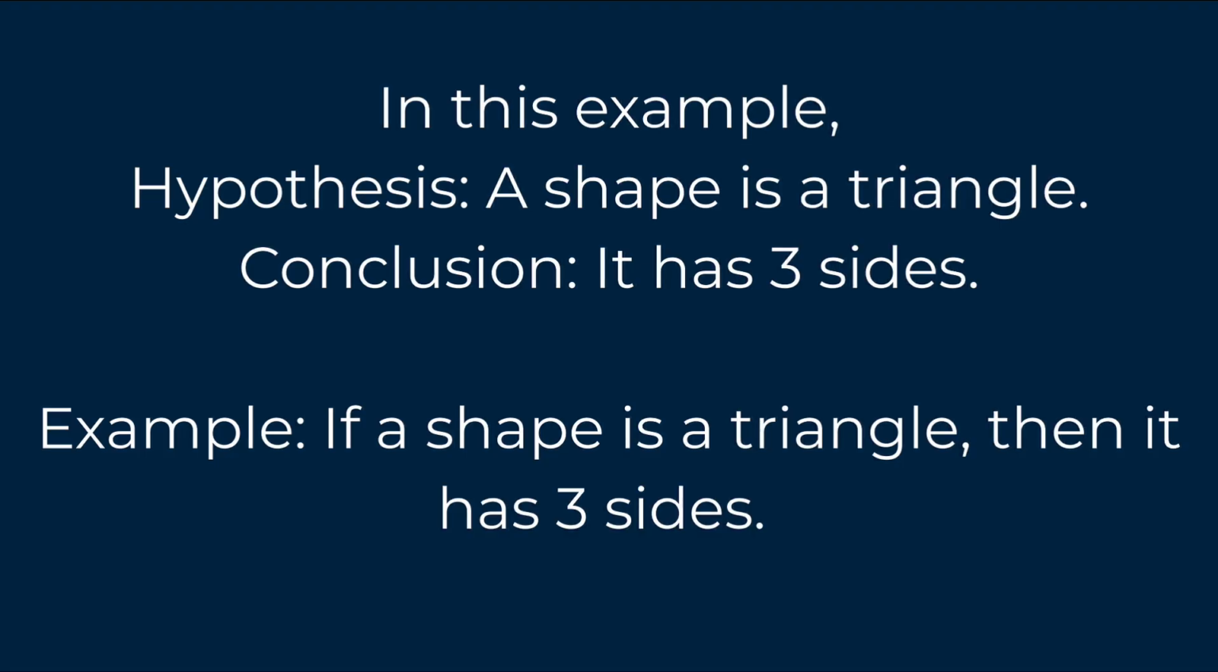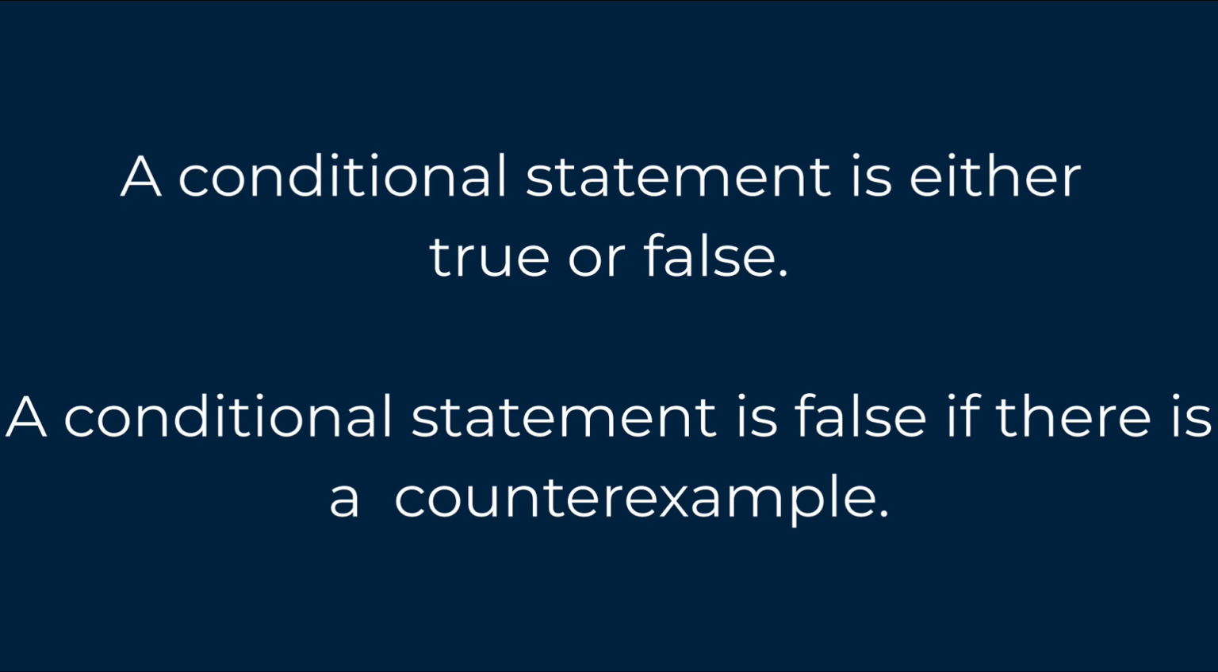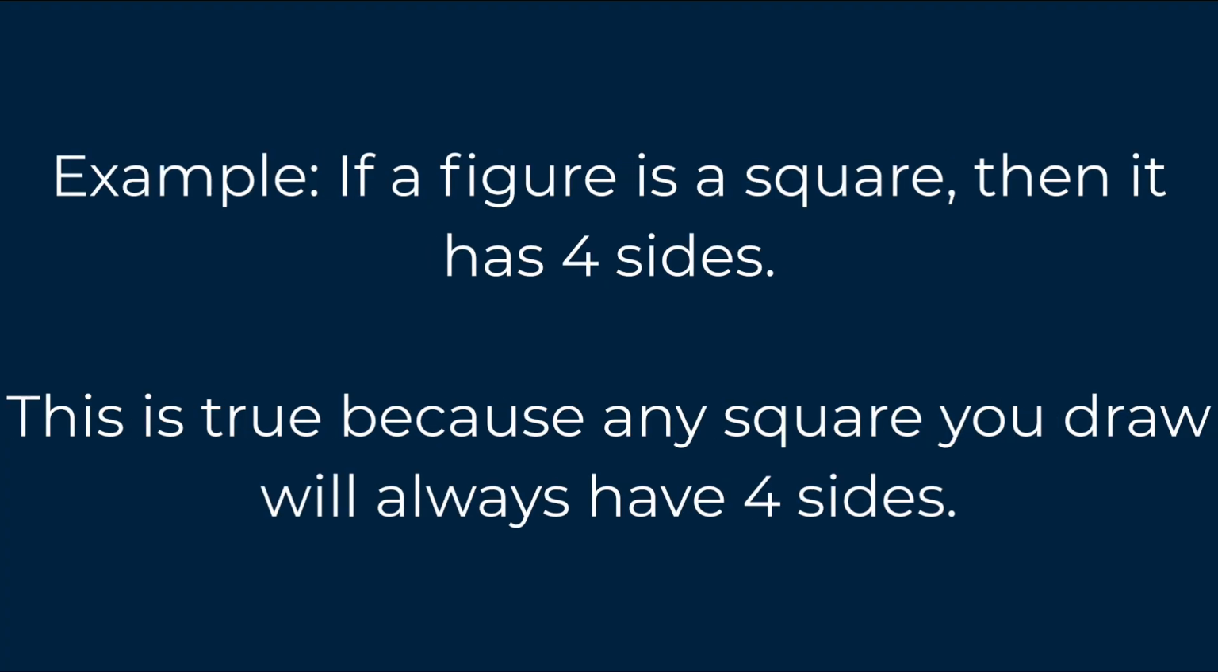If the hypothesis is true, then the conclusion is also true. A conditional statement is either true or false. A conditional statement is false if there is a counterexample. So, what is a counterexample? Well, there only has to be one counterexample for a conditional statement to be false. You just need to find an instance of that statement where the hypothesis is true, but the conclusion is false. For example, if a figure is a square, then it has four sides.